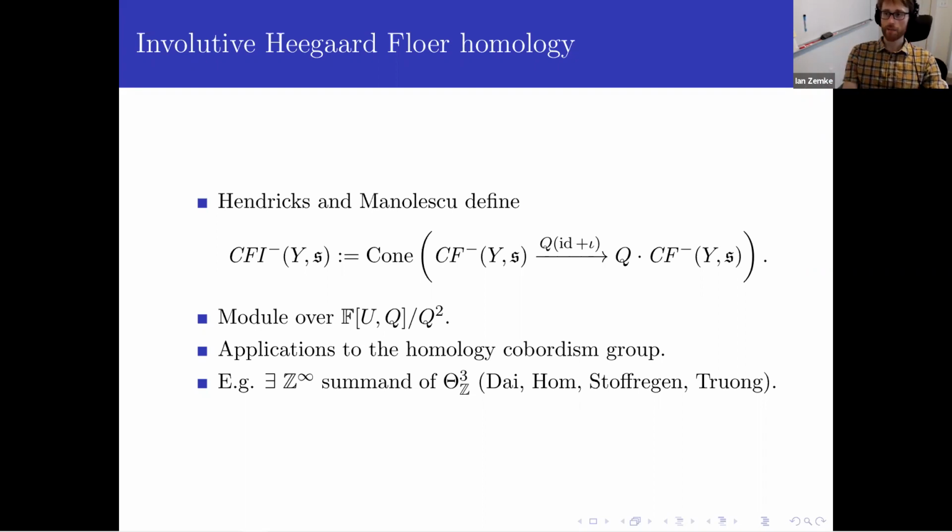And so the d invariant is one homomorphism, but what Dai, Hom, Stoffregen and Truong did is they defined infinitely many homomorphisms out of the homology cobordism group. That gives you an infinite dimensional set of invariants instead of just a one-dimensional set. So from just one additional variable, you get a huge amount more information. Anyways, that's one of many things that involutive Heegaard Floer homology has been able to say about the homology cobordism group.